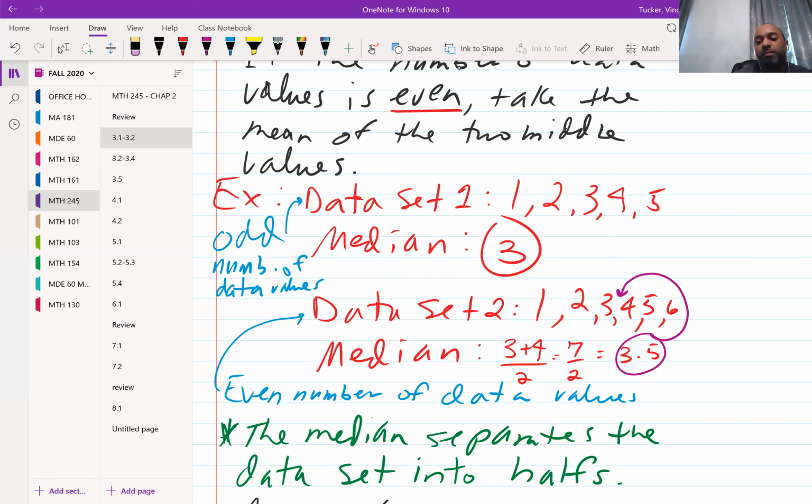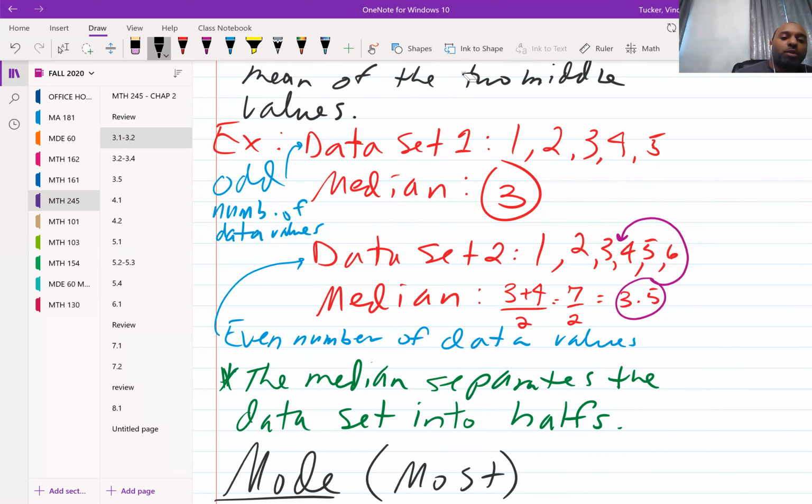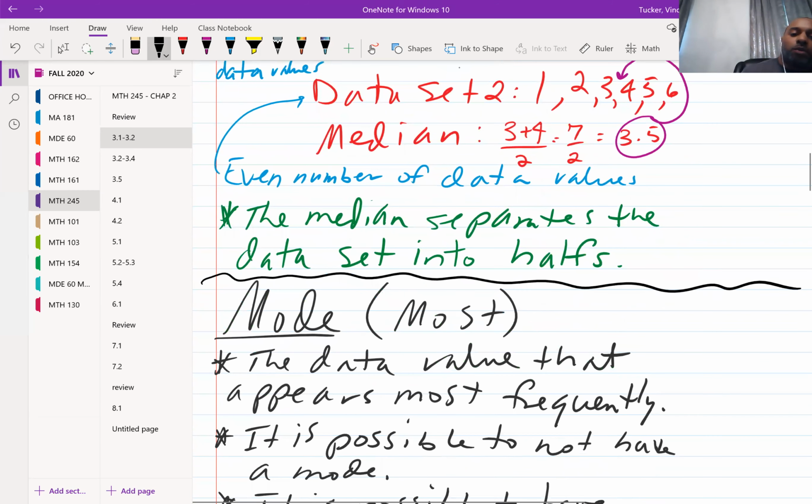And so, all right, everybody okay with that before we look at the mode? All right. So mode, you can think about most. The data value that appears the most frequently will be your mode.